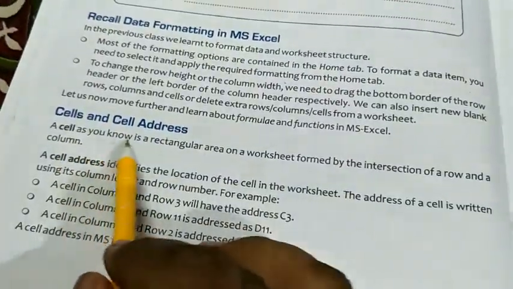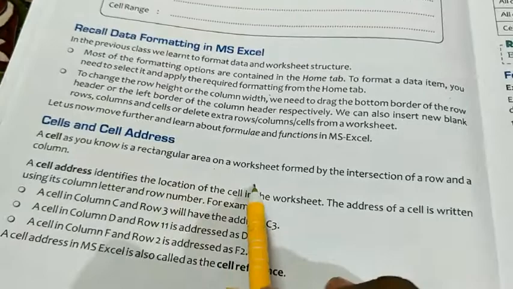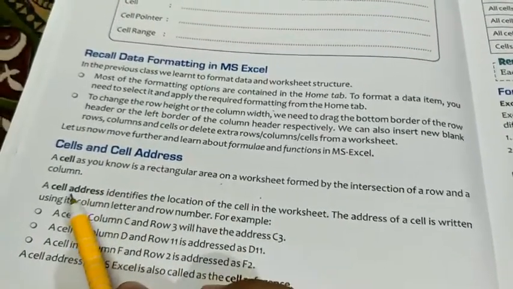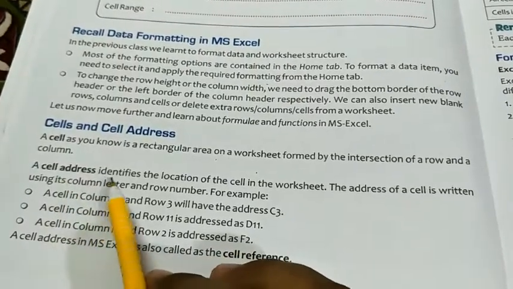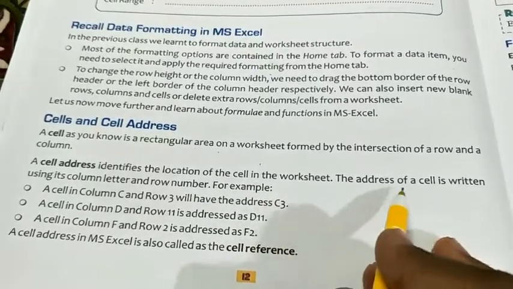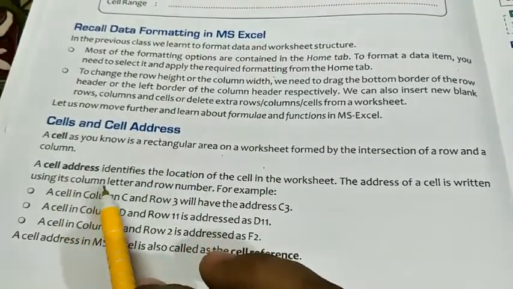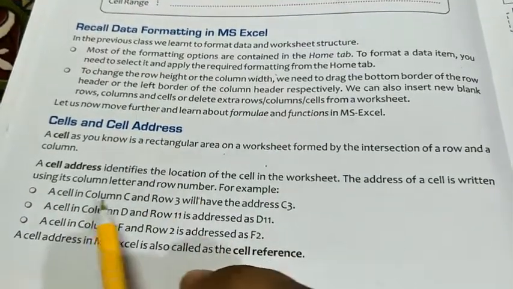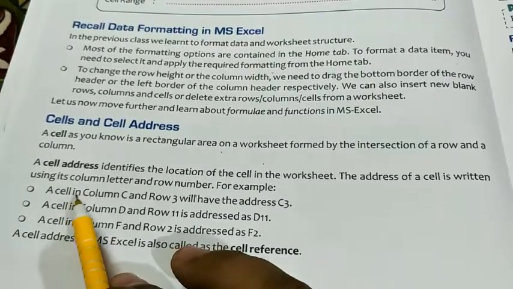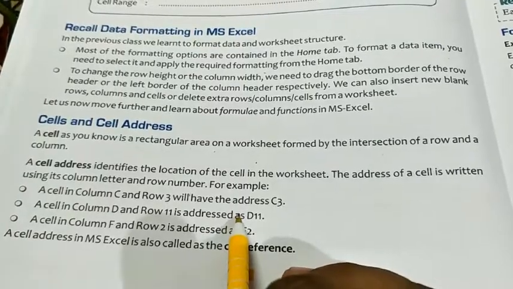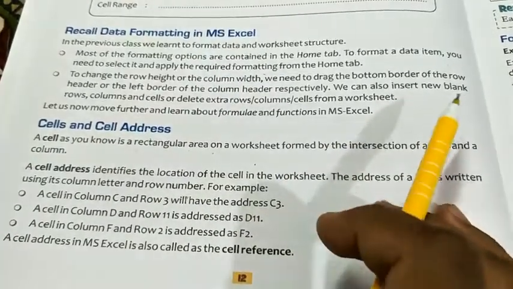Now look here. A cell, as you know, is a rectangular area on worksheet formed by the intersection of row and a column. Clear? A cell address identifies the location of the cell in the worksheet. The address of a cell is written using its column letter and row number. Column letter and row number. Is that clear? A cell in column C and row 3 will have the address C3. Got it? Understand? Okay.